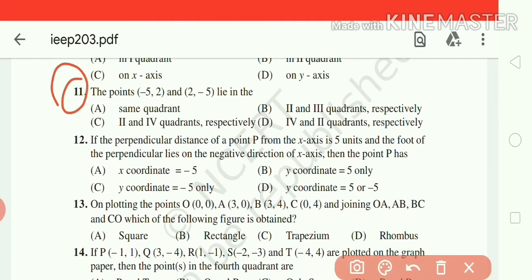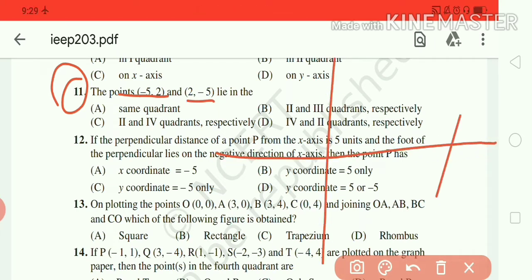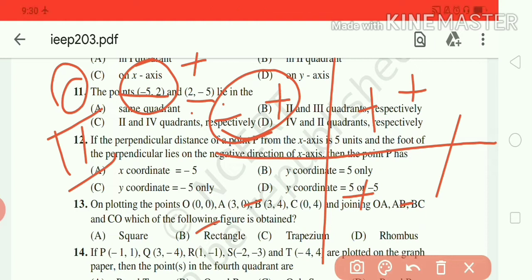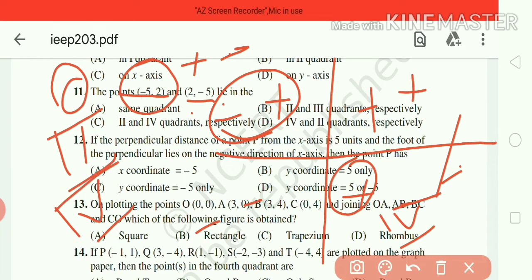Now come to question number 11. The point (-5, 2) and (2, -5) lie in. Let us again check. In the first quadrant, you know that both are positive. Second, x negative, y positive. Third, both are negative. And in the fourth one, x is positive and y is negative. See, -5 and 2, x is negative and y is positive, lies in second quadrant. Here 2 and -5 you have been given, 2 means x is positive and y is negative, so this lies in fourth quadrant.